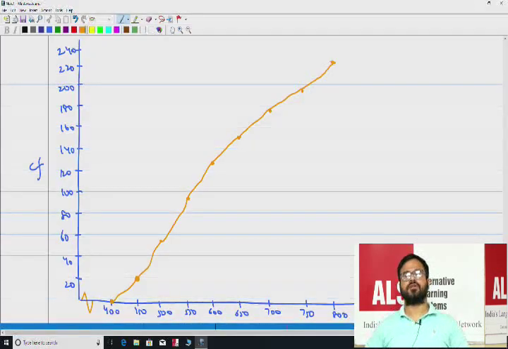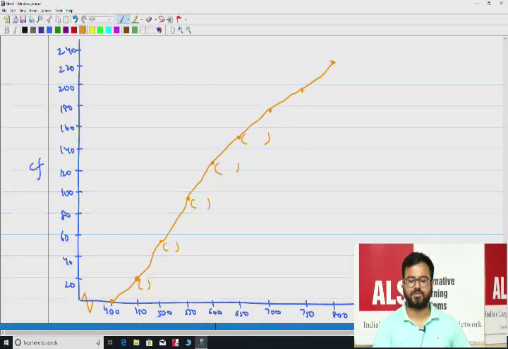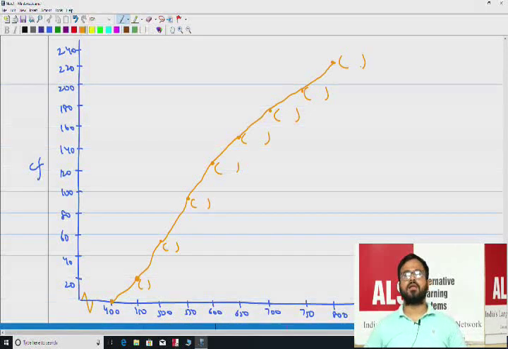Like this we can join, and you can name the points over here. Whatever are the coordinates there, you can name them. This is the less than type. Draw it, and when you are done, just let me know.